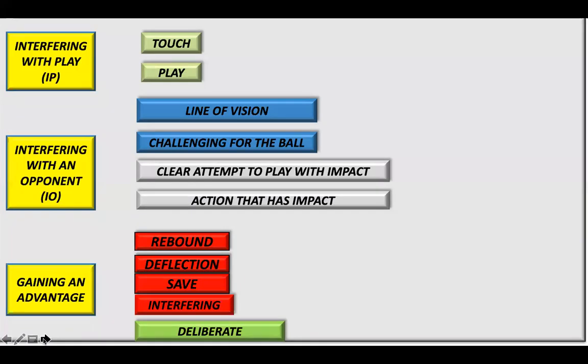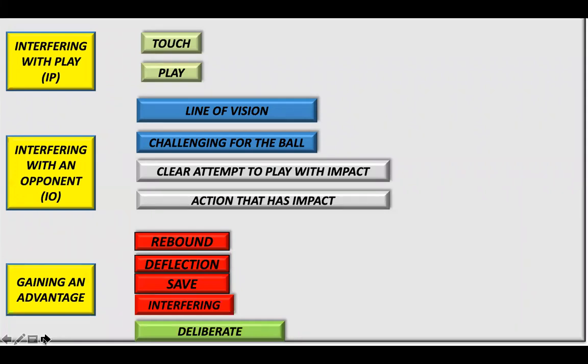We have mentioned previously, if a defender deliberately plays the ball to a player in an offside position, it's not offside. So at this moment, I recommend that you take a picture of the screen because it makes very clear all the things that we need to be aware of regarding offside. So I'll give you guys a few seconds.